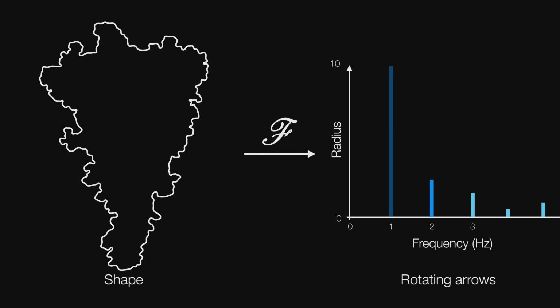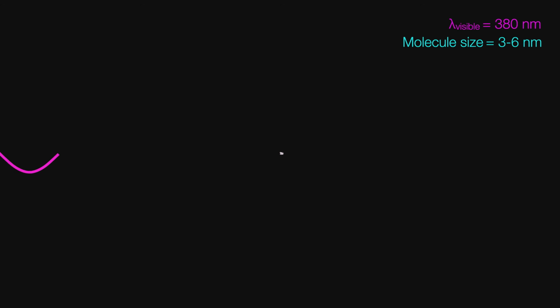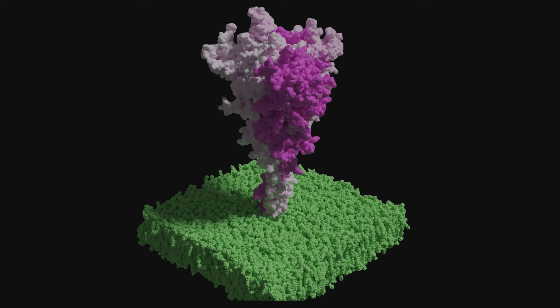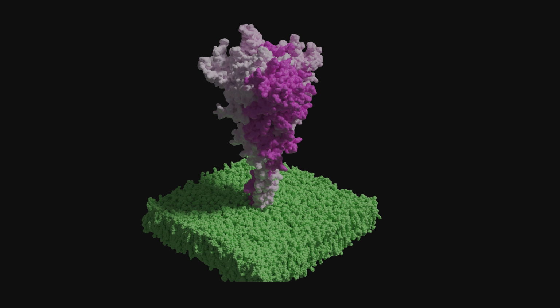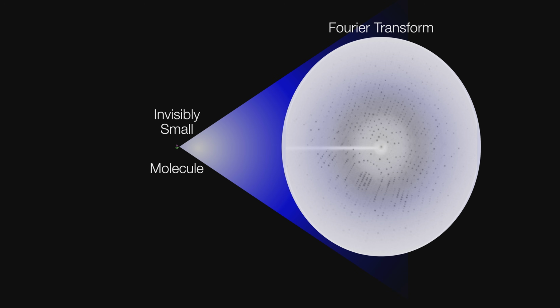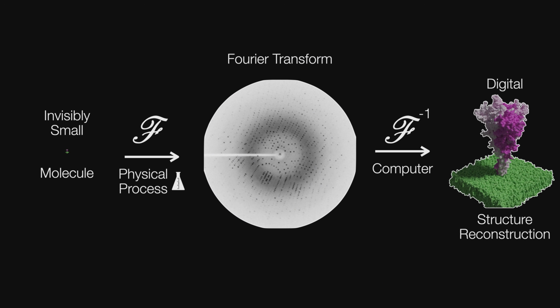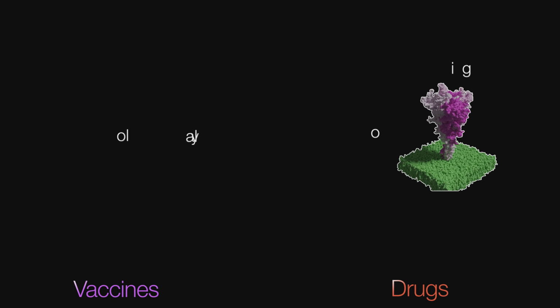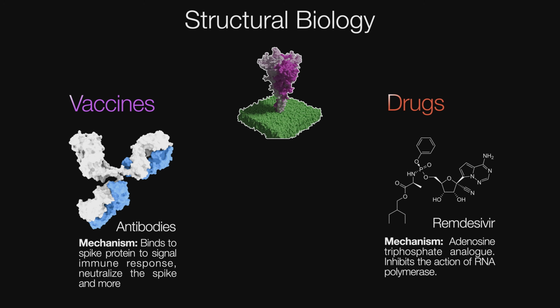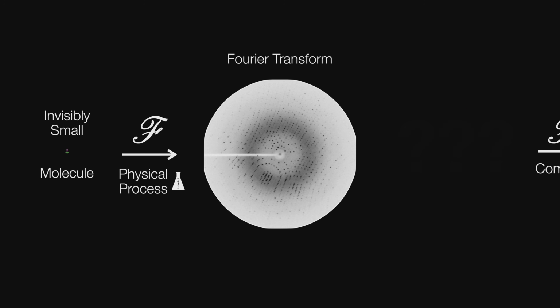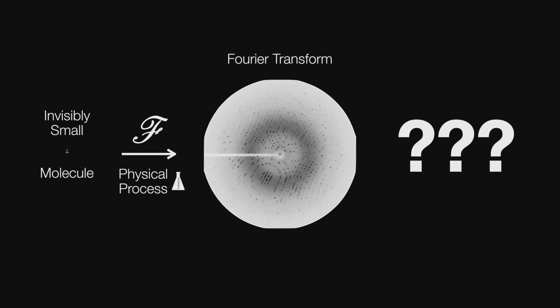And it solves the problem of visible light because it lets us do this. We can turn the molecule into its own Fourier transform using a physical process, and then use a computer to undo that and digitally reconstruct the shape. That's how we figured out what the virus looked like, that's how we designed better vaccines, and that's how we found out why certain drugs worked. And today, we're gonna build up to that. But first, how do you even do a Fourier transform on the molecule?